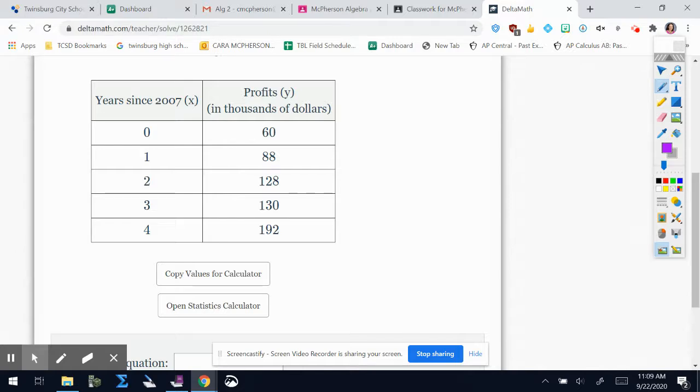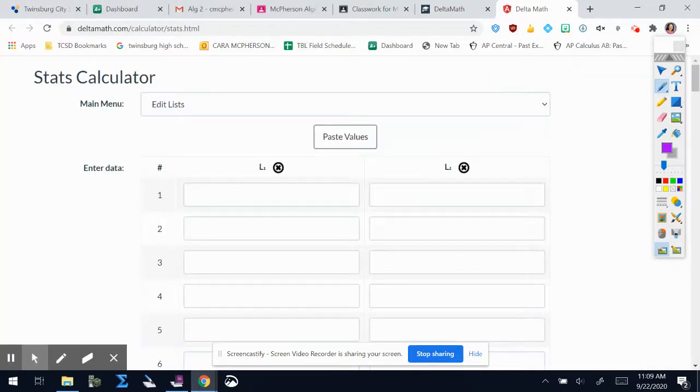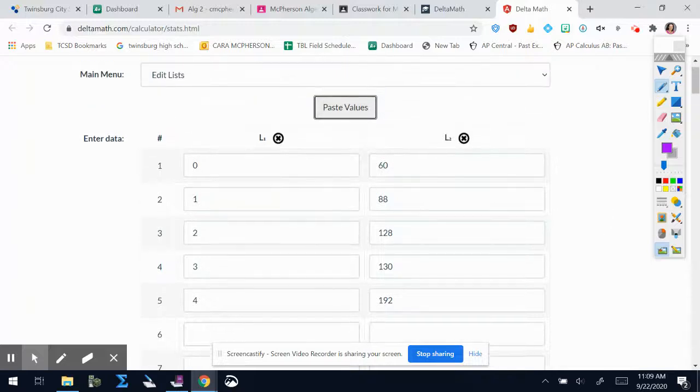It's a button here. As soon as you click that button, it will automatically take all of the values into your table and store them in a calculator. You're then going to open your statistics calculator, which is the button below it. And as soon as you do that, you'll see a button that says paste values. So you're going to hit that button, and it's going to take all of the data that was in that table and put it in the calculator for you.